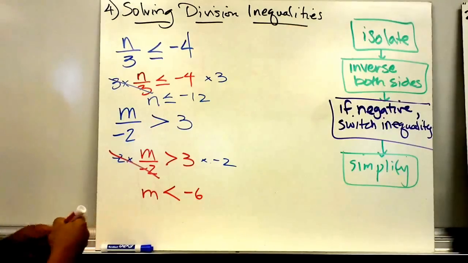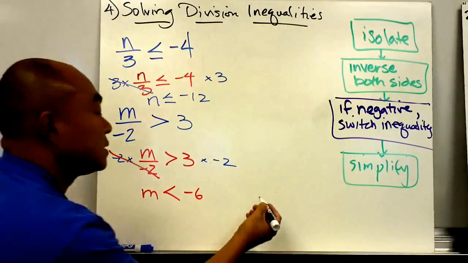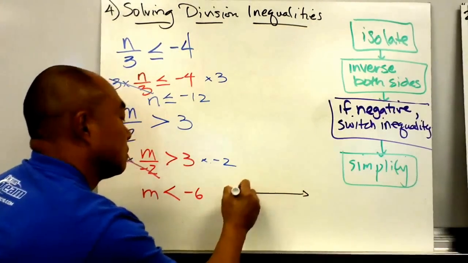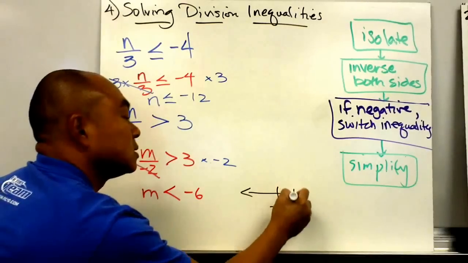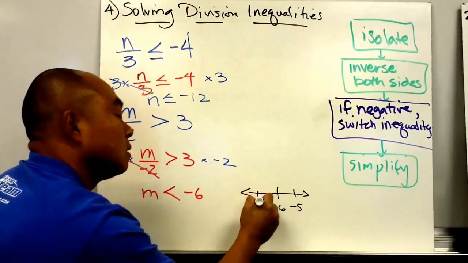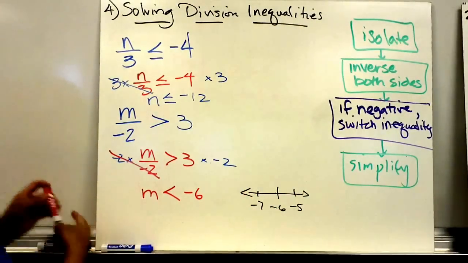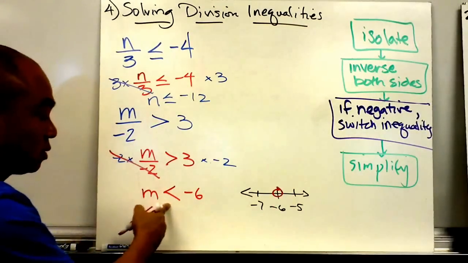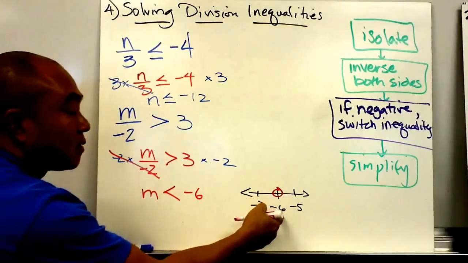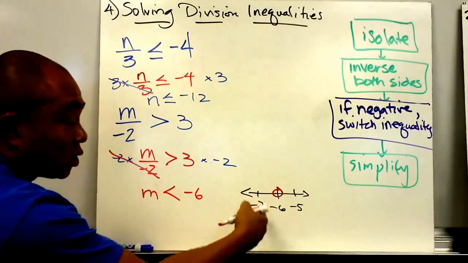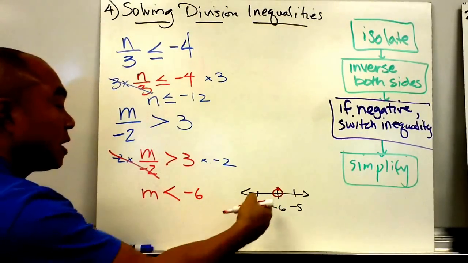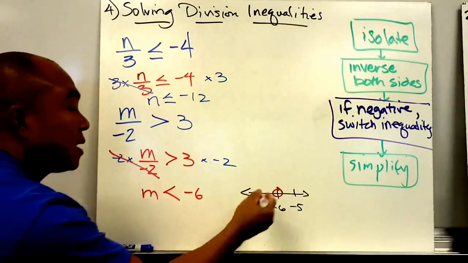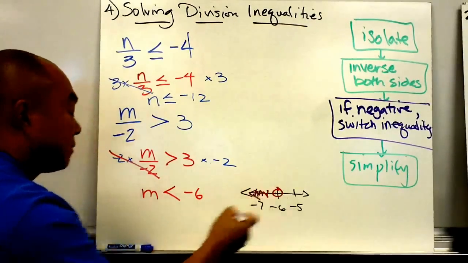And let's graph this out as well, which is going to be negative 6, negative 5, negative 7, and that is less than, so we're going to find negative 6, open circle, no equal sign, which means that's not part of the answer. It does start somewhere around here, so we're going to look for m, which is less than that, and that's this side.